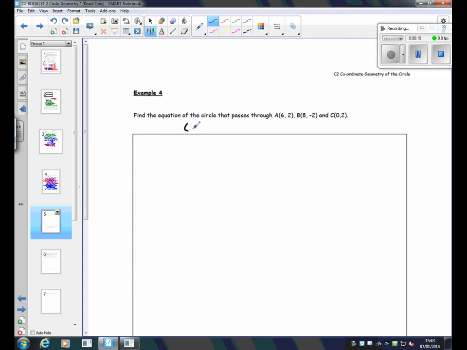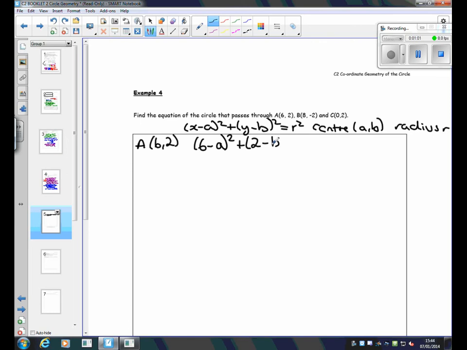So, still using (x minus a) squared plus (y minus b) squared equals r squared, where the circle is centre a, b, radius r, we can substitute in this point A, which is 6, 2, so that we have 6, which is our x value, minus a, which is the centre x value, squared, plus y, which is 2, minus b, which is the y value of the centre, squared, equals r squared. So that will be our equation 1.